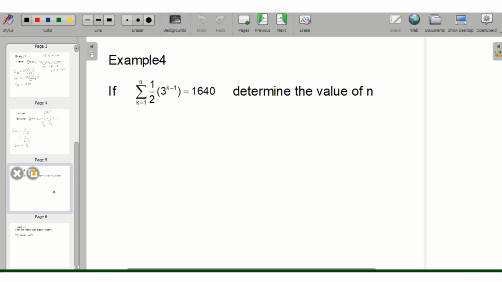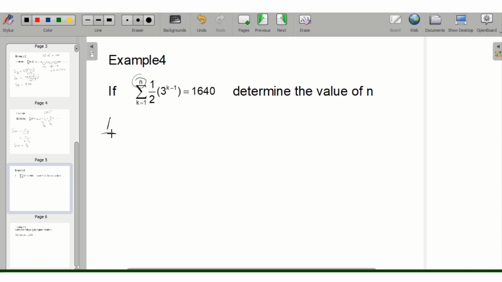Moving on. Another interesting problem. They are saying if this sum is equal to 1640, determine the value of n, which is this one. So now this is an interesting problem. So let us see what we need to do. Firstly, we need to expand. So we need to substitute k equals to 1 here, k equals to 2, and k equals to 3 to get our first three terms.